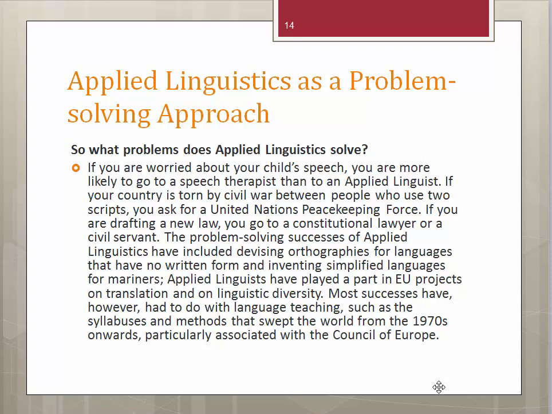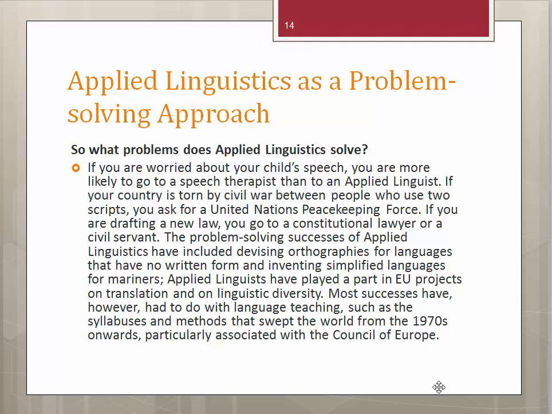If you are worried about your child's speech, you are more likely to go to a speech therapist than to an applied linguist. If your country is torn by civil war between people who use two scripts, you ask for a United Nations peacekeeping force. If you are drafting a new law, you go to a constitutional lawyer or a civil servant.